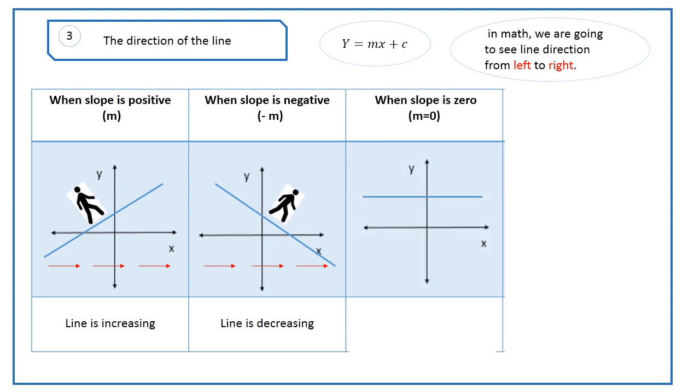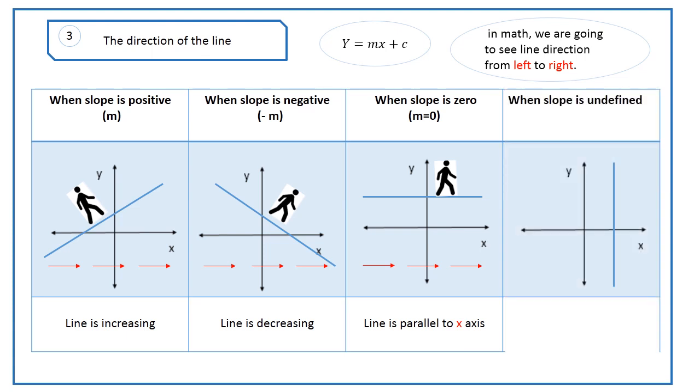The third case, when the slope is equal to 0, then the drawing of the line will be something like this. Then we are going to imagine that the man is moving from left to right, then the man is moving straight forward, then the line is parallel to the x-axis. So anytime you see a line parallel to the x-axis, then the slope of this line must equal 0.